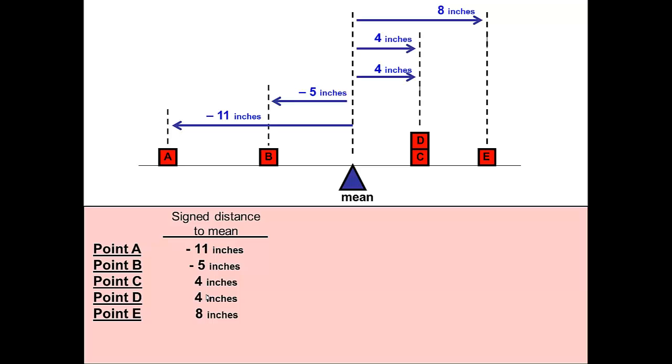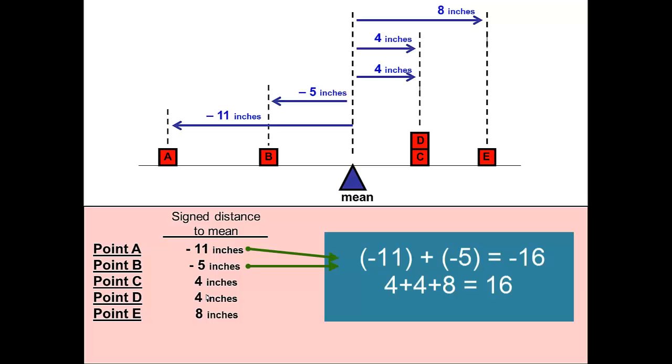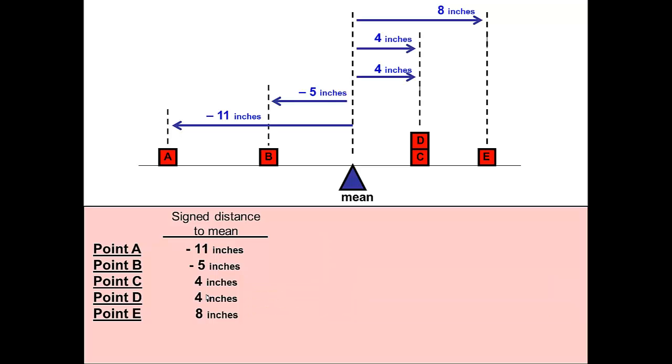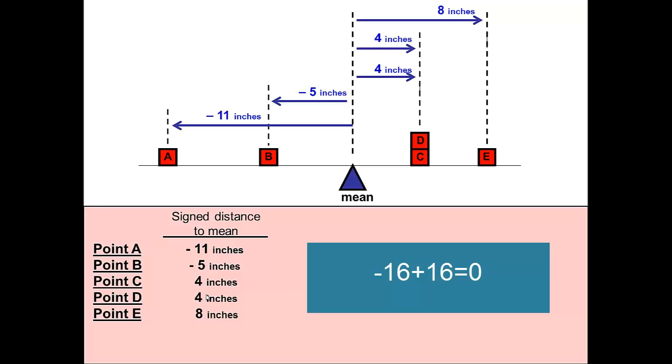So here we have our completed measurements. Notice something about this list. If we sum up these signed distances, we will get 0. Negative 11 plus negative 5 gives us negative 16. 4 plus 4 is 8. 8 plus 8 is 16. Negative 16 plus a positive 16 equals 0.